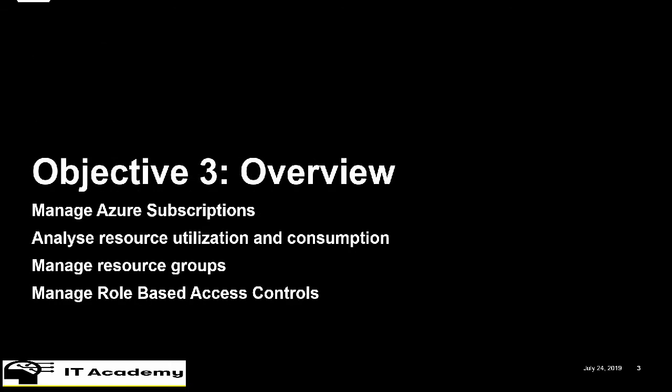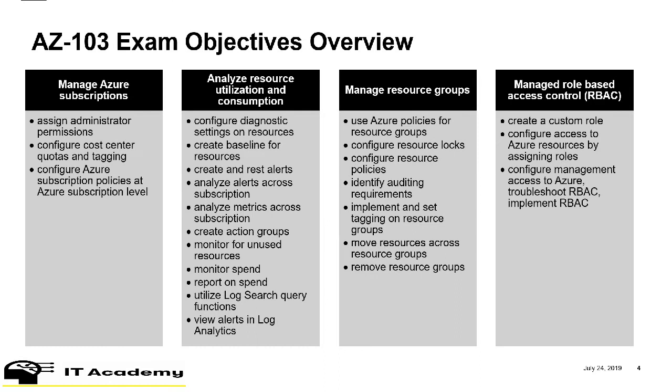Before we drill into each of the 4 lessons, let's have a look at an overview of the structure of the Managing Azure Subscription and Resources objectives and understand the 4 towers of sub-objectives that it contains. As you can see, the third objective for the AZ-103 exam is structured into 4 sub-towers of objectives. In managing Azure subscriptions, we're going to learn about how to make other people administrators of those subscriptions and how to implement cost center quotas and tagging.